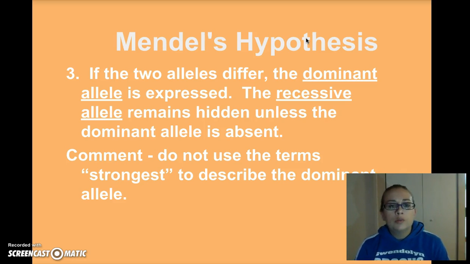He then said that if the 2 alleles differ, then the dominant allele is expressed, and the recessive allele remains hidden unless the dominant allele is absent. So in our example, we crossed a white flower with a purple flower. We had an F1 generation of all purple flowers. So that means purple would be dominant, white would be recessive. The white disappeared from that generation, but when you cross 2 individuals from that F1 generation together, about 75% of the offspring will be purple, and about 25% will be white. So that recessive allele sort of reappears in that next generation.